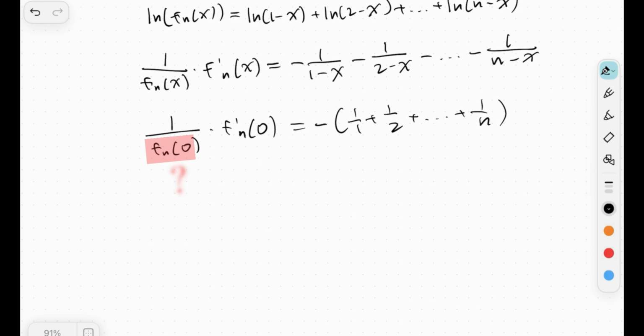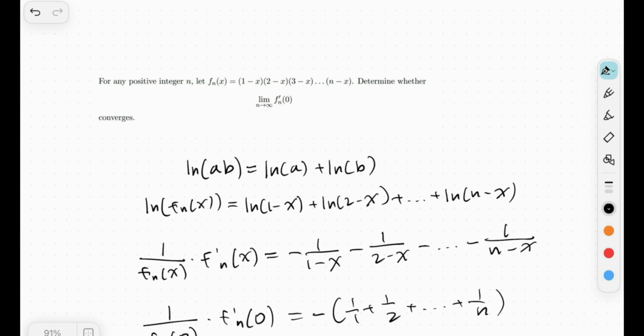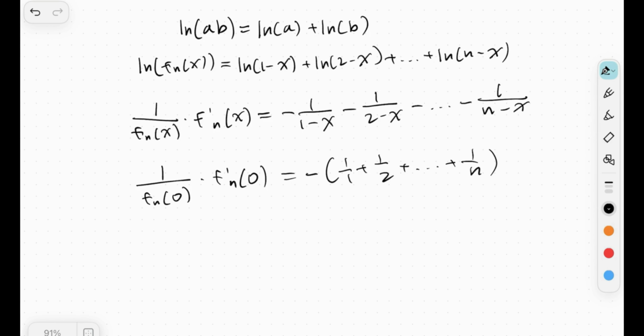And now, what is the value of f sub n of 0? Well, let's scroll up and take a look. So over here, if we plug in x equal to 0, then f sub n of 0 is equal to n factorial. So therefore, let's just multiply n factorial from here to here. So f prime sub n of 0 is equal to negative n factorial, and then times this sum, correct?